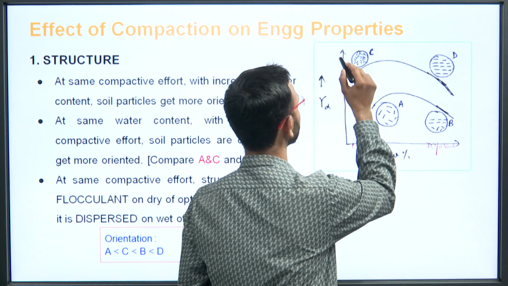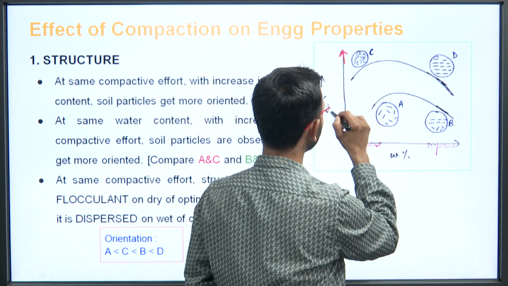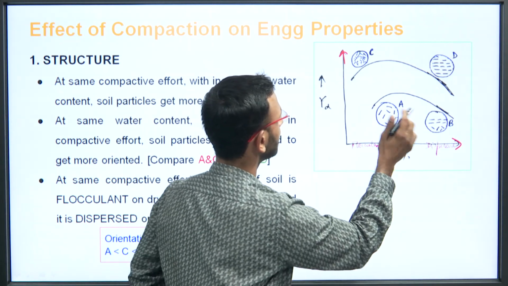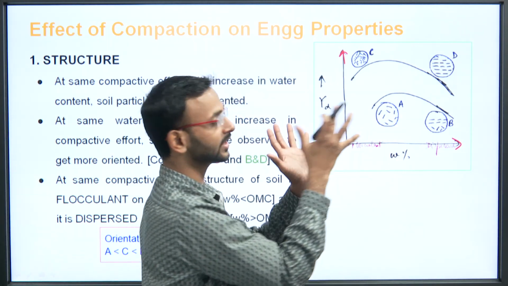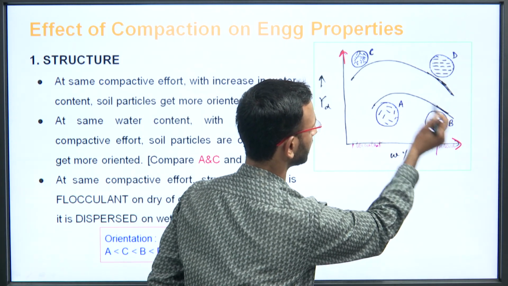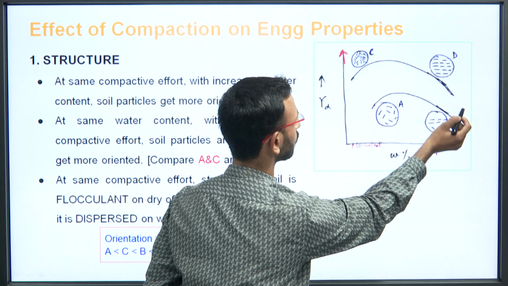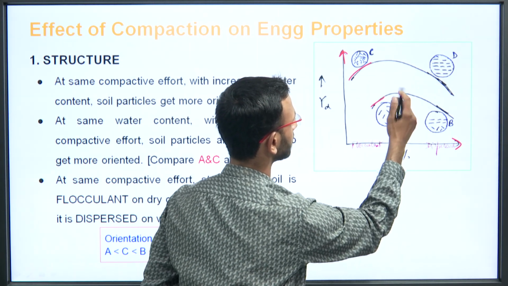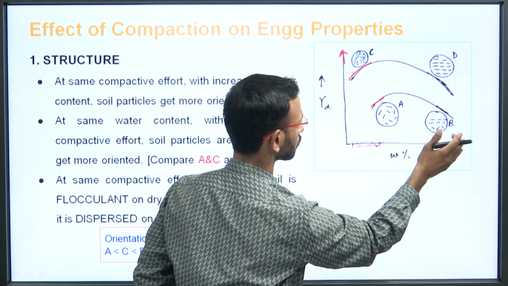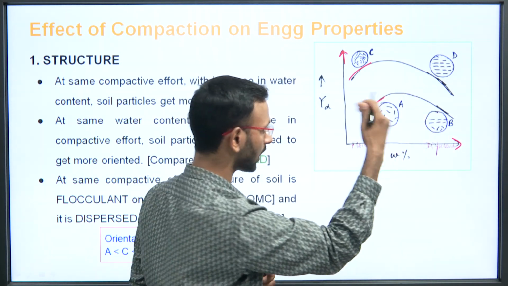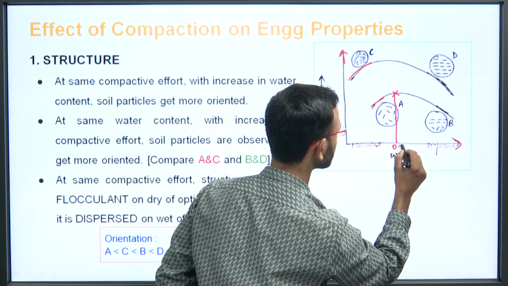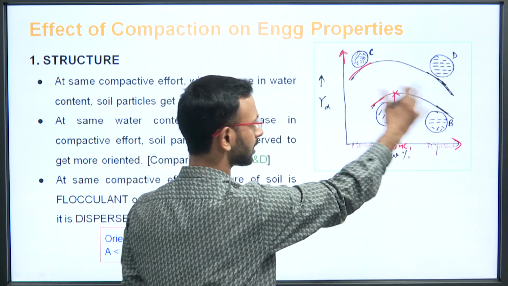If this is gamma d on the y axis and the water content on the x axis, when we prepared the graph, I told you that this graph is for one type of compactive effort and this graph is for another type of compactive effort. Now if for one type of compactive effort we take this soil, this is the OMC, the optimum moisture content for the first curve.